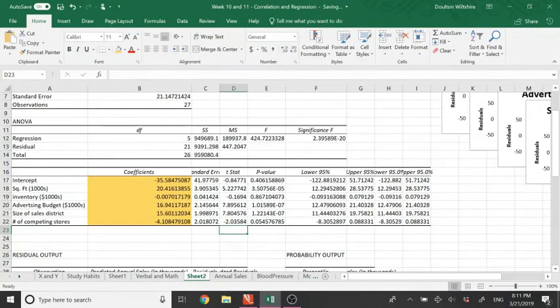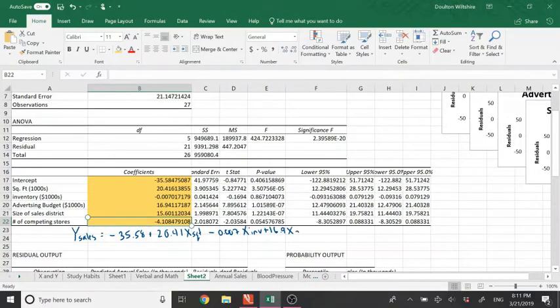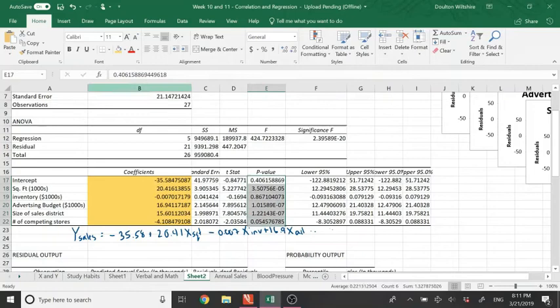This would be telling us that the y of our sales there is equal to, well, our intercept is negative 35.58 plus 20.41 times the amount of square footage, minus 0.007 our inventory plus 16.9 whatever our ad budget is, and it would keep going. But what this question was really asking us is to analyze the p-values, because for each of these, it's going to be about whether or not we want to keep it in the model, okay?